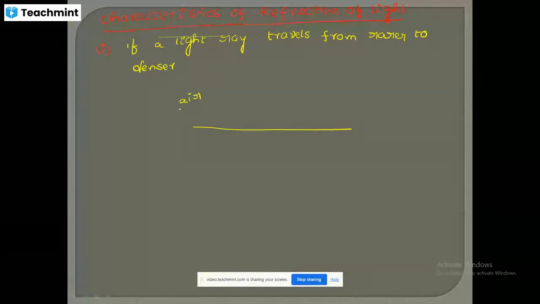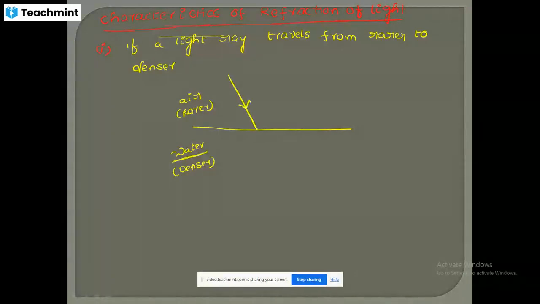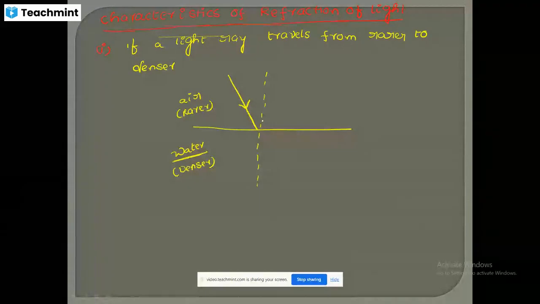And water I can take as the other medium. This water medium is called a denser medium. So light is traveling from rarer medium to denser medium. Draw the normal; this normal line is always normal to the surface. This angle is called the angle of incidence, and this is the incident ray because it is towards the surface.